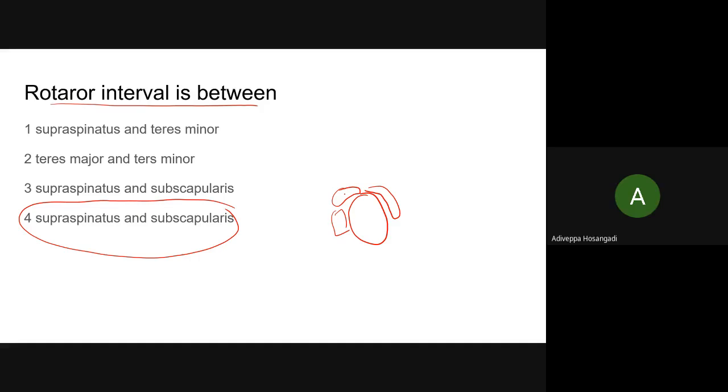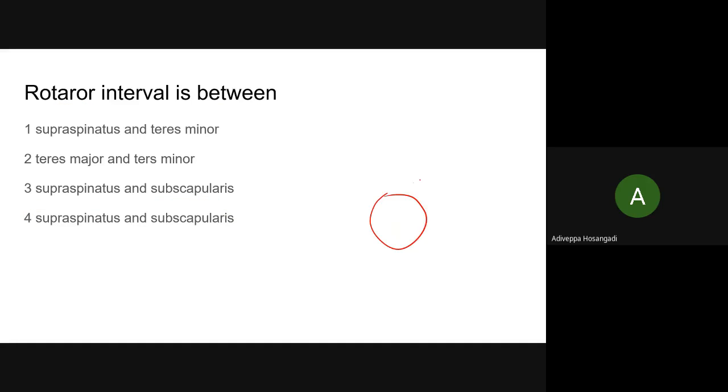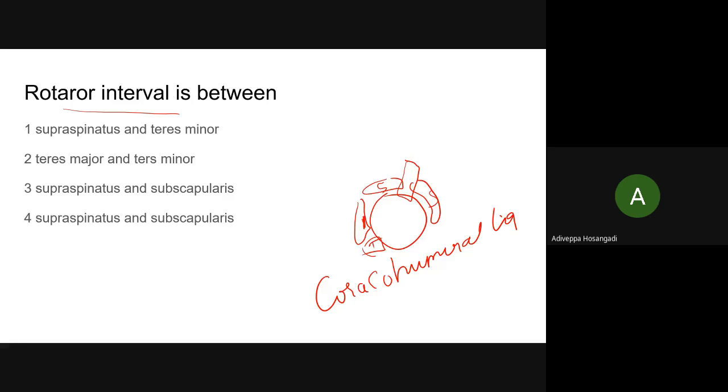SSIT. So the interval here is the rotator cuff interval. Rotator interval. Here one important thing is the coracohumeral ligament. If you can memorize, please memorize this. Coracohumeral ligament passes through this interval.